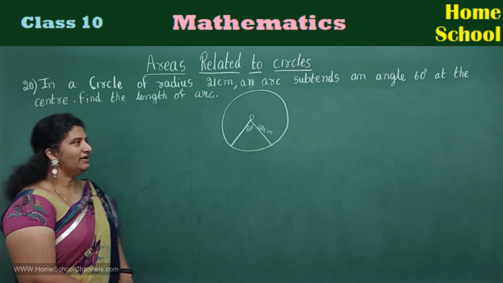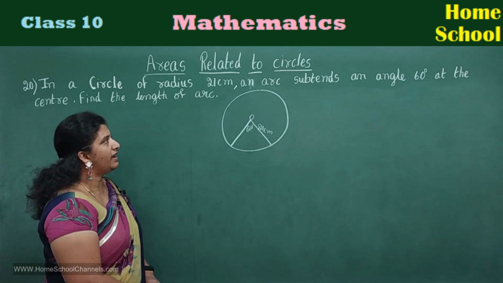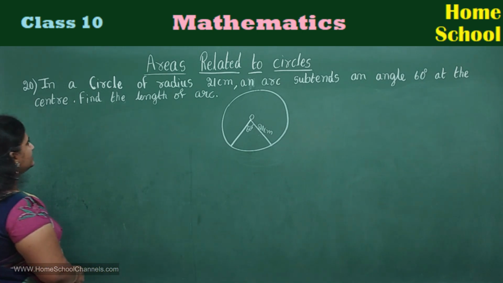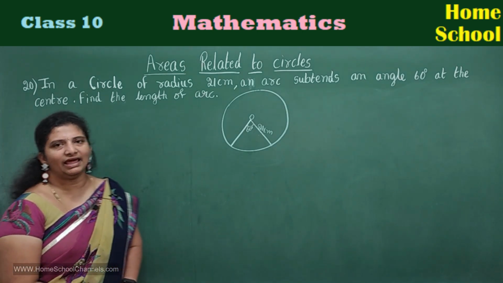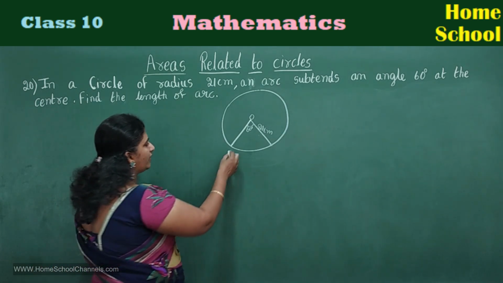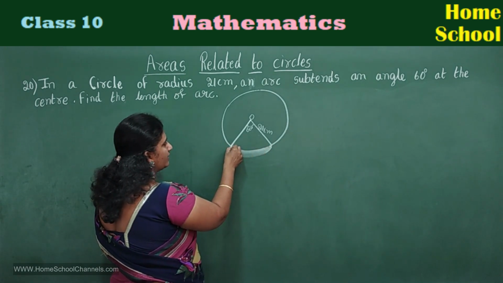Let's read the problem. In a circle of radius 21 centimeters, an arc subtends an angle of 60 degrees at the center. Find the length of the arc. According to this question, what do you need to find? You need to find the length of this arc.